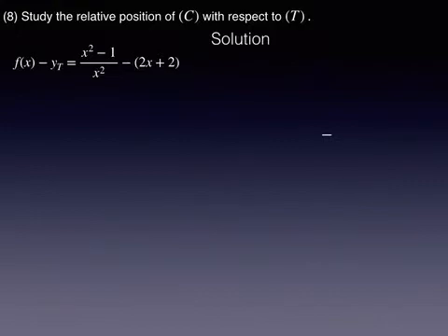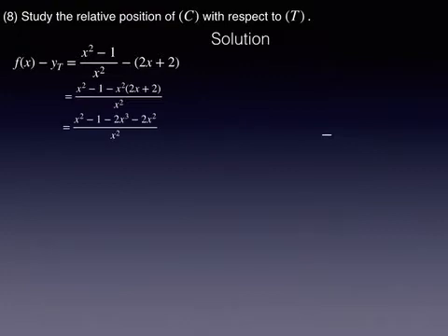x plus 2. So taking a common denominator x squared, you will get the numerator expression is now x squared minus 1 minus x squared into 2x plus 2. Now expanding the numerator expression and reducing this expression, you will get a simplified expression minus 2x cubed minus x squared minus 1 over x squared. Now we need to find the roots of the polynomial in the numerator, or we need to find the values of x where f of x minus yt is equal to 0.